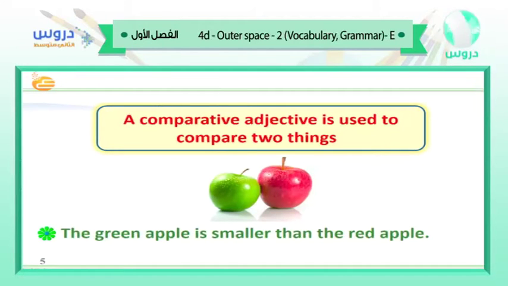A comparative adjective is used to compare two things. As we say, the green apple is smaller than the red one. So we have two things we want to compare. We say the green apple is smaller than the red apple, so we use the comparative adjective. Okay?